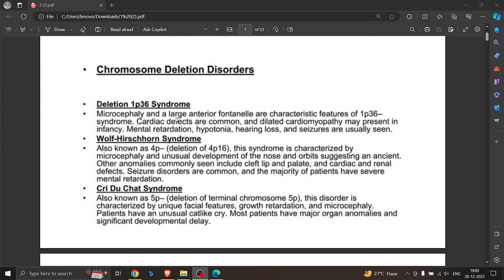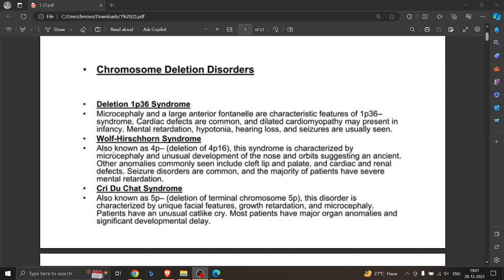If you see the chromosomal deletion disorders, in deletion syndrome, microcephaly and a large anterior fontanelle are characteristic features, known as 1p36 syndrome. What are the effects of this syndrome? Cardiac defects are common and dilated cardiomyopathy may present in infancy, that means in infants, and mental retardation, hypotonia, hearing loss, and seizures are usually seen because of this syndrome.